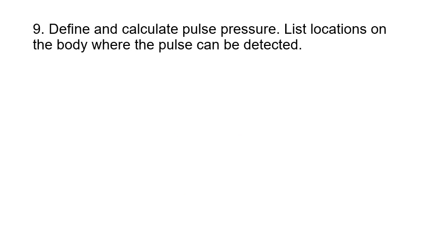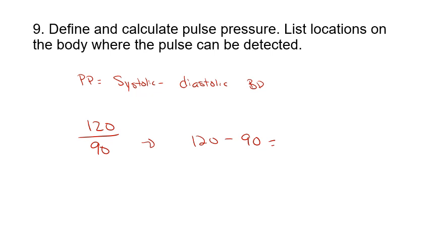Pulse pressure. Define and calculate pulse pressure. List locations on the body where pulse can be palpated or can be detected. So pulse pressure just means systolic minus diastolic pressure. So if we have a patient whose blood pressure is 120 over 90, they're a little hypertensive, their pulse pressure would be 120 minus 90 equals 30 millimeters of mercury. Remember, a pulse pressure is just what we can feel due to the difference in arterial pressure between systole and diastole.